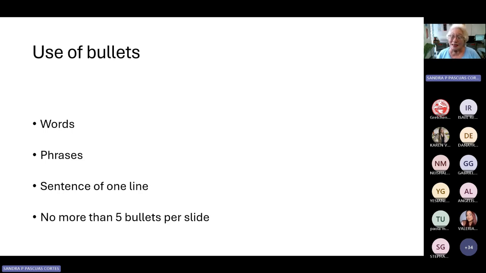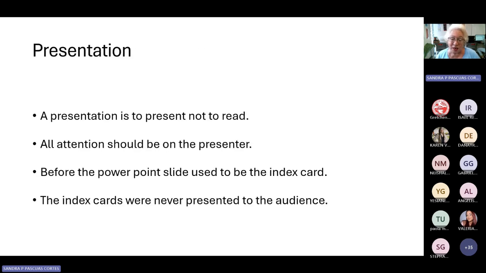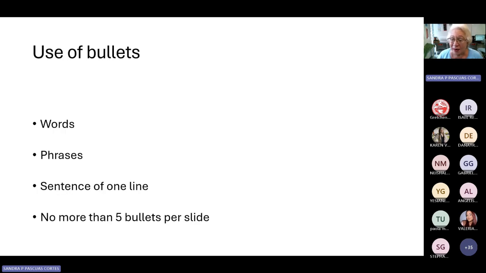Now, listen carefully, no more than 5 bullets per slide. Because if you put more, it's going to go into another format. It will go to a smaller size to fit everything on the slide. There's no limit of slides. You can have many slides. There's no problem. So don't try to put everything on one slide. Forget that. Try to make it simple.